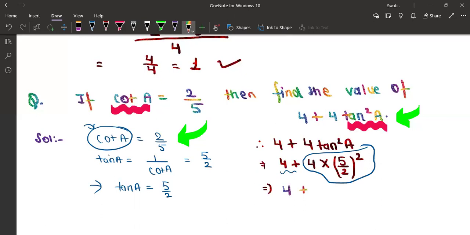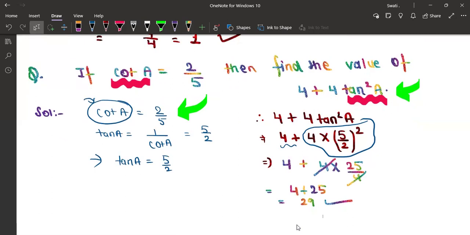4 into 4 into 25 upon 4. Very good. Now, can you not see that this is so simple now? Hence, what will you do? 4 and 4 will get cancelled. So what is the next step? 4 plus 25. And what is the answer of 4 plus 25? 29. Very good. That's the answer. We are done.